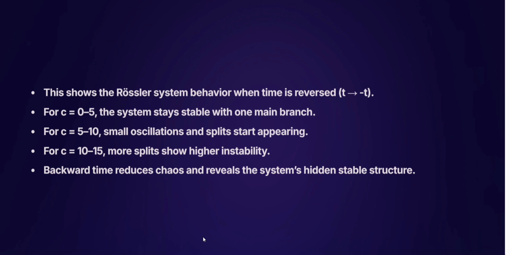Otherwise, the system will collapse or explode very fast with larger time steps. So dt is reduced to something very small, like 0.000005. For the backward time, it reduces chaos and reveals the system's hidden stable structure, where the attractors behave like repellers.